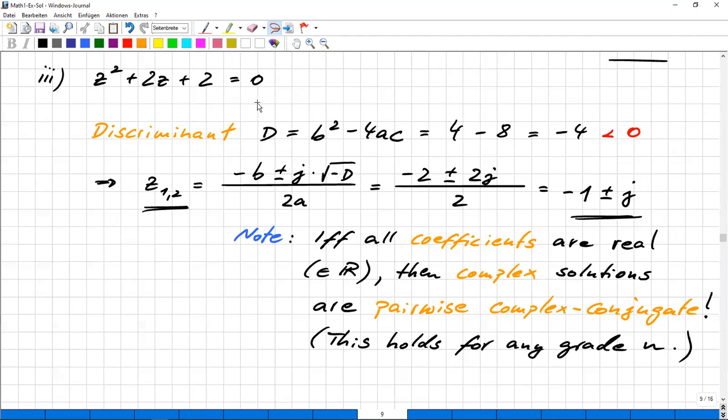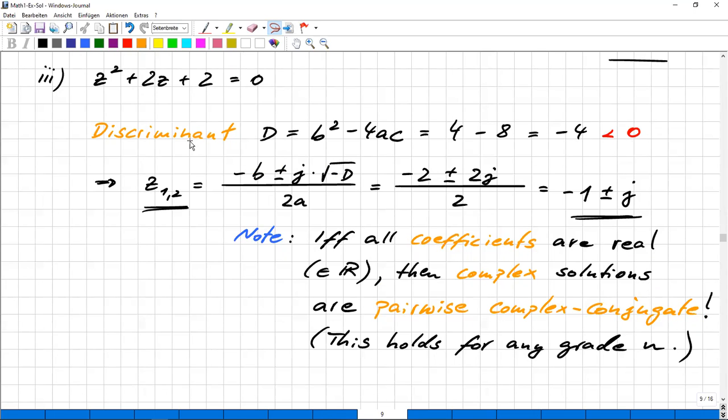Now, since we allow for complex numbers, we look at the discriminant, which is always b squared minus 4ac. But this time, if we put in the values, we find that b equals 2, 2 squared is 4, then minus 4 times 1 for a and 2 for c means minus 4 times 2 is 8. So we have 4 minus 8, which is negative 4. So the first time here, we have a negative discriminant.